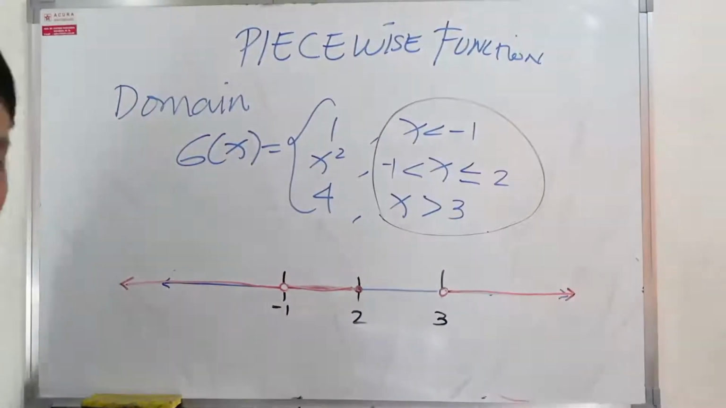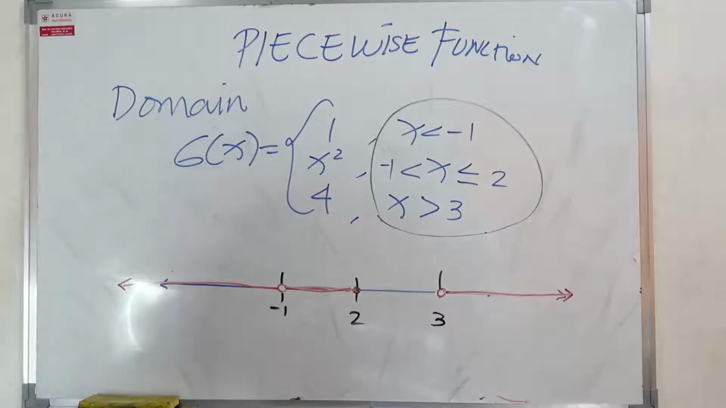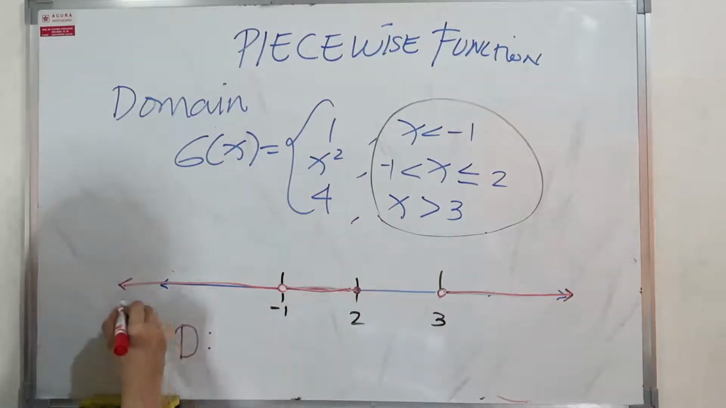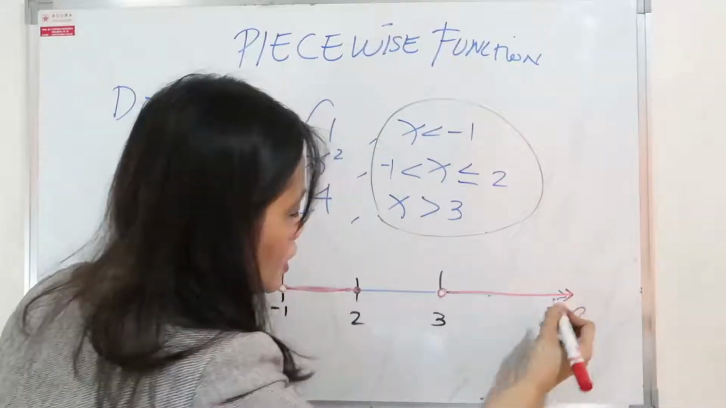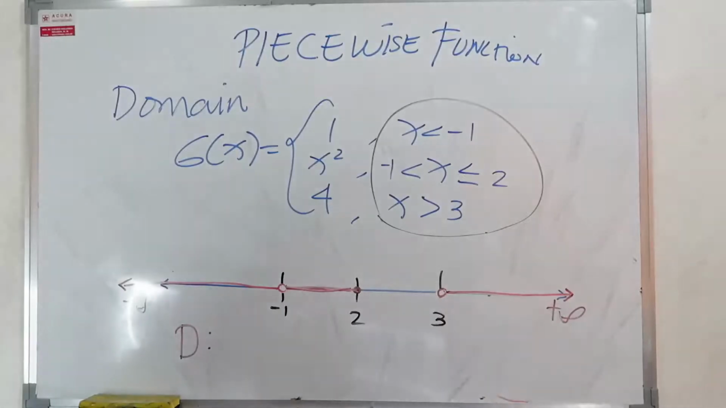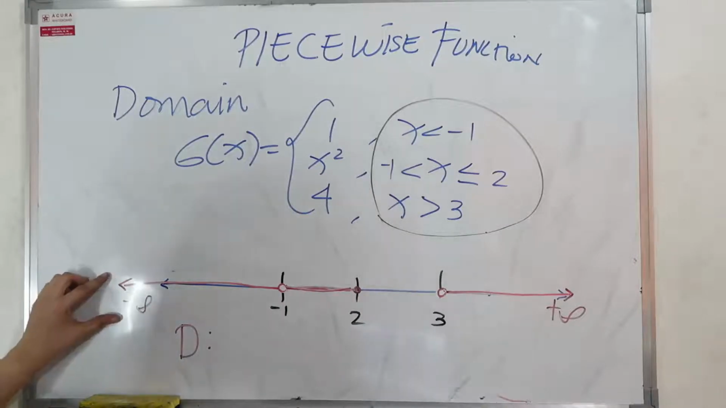So in here, can you determine the domain? What are the possible values of x based on the illustration? So this is your negative infinity, and then this is your positive infinity. So what are the values of x based on the illustration that we have?